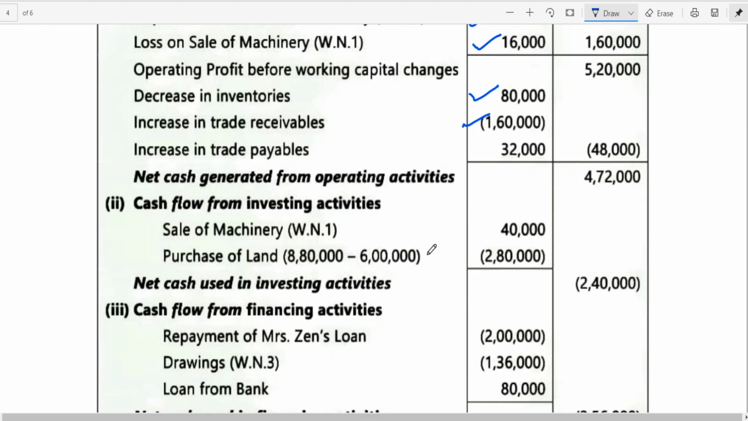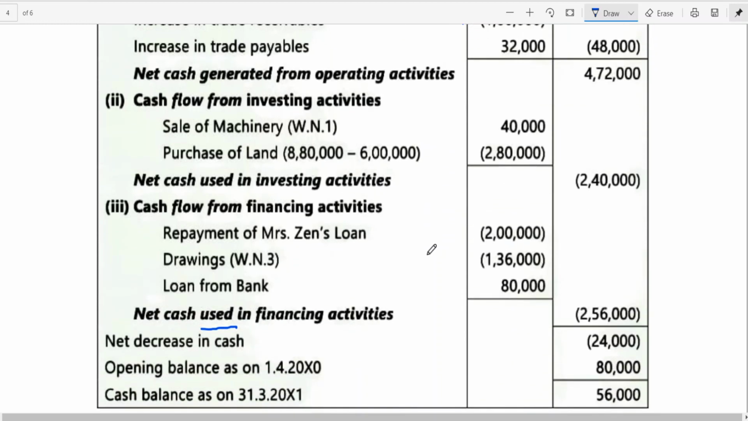So now you can see, you can go for it. 4,72,000 minus 2,40,000 minus 2,56,000. So we are having a negative value. What negative value are we having? 24,000 negative. So net decrease in cash. And what is the opening balance given? 80. So opening 80 has become 56, because out of the 3 activities there is a decrease in cash. Outflow is more than inflow. So we are having the closing cash balance.